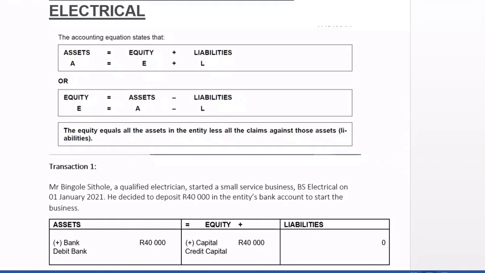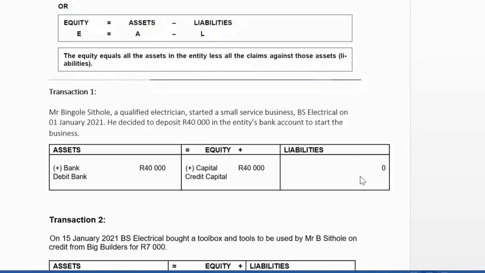Equity is increasing because you've added a contribution. The owner has contributed 40,000 into the business. That's why now it's a plus 40,000. That is the first transaction. So we're going to be looking at the second transaction.